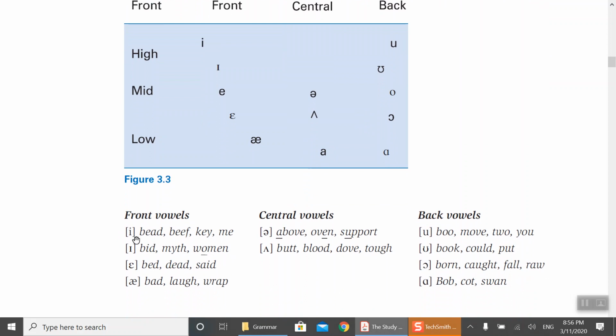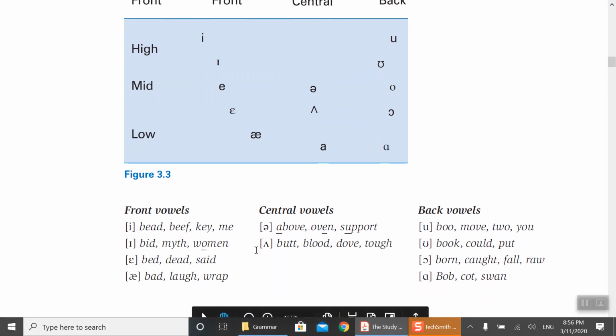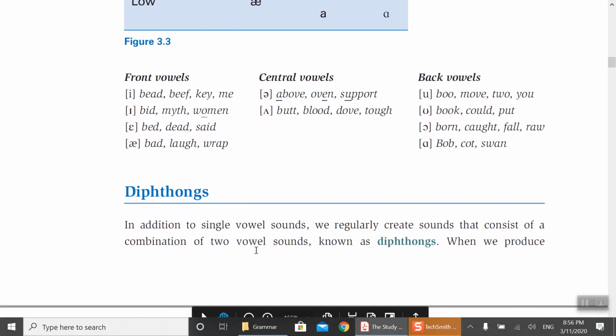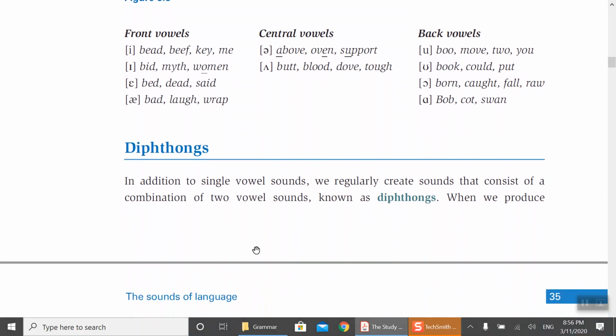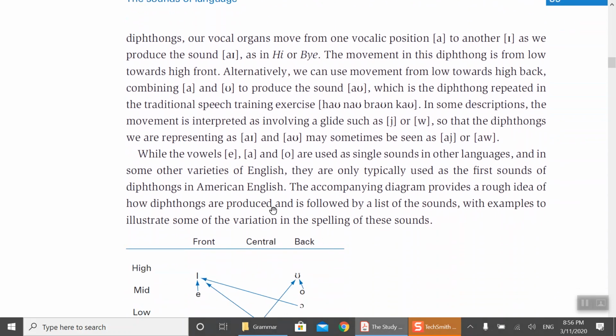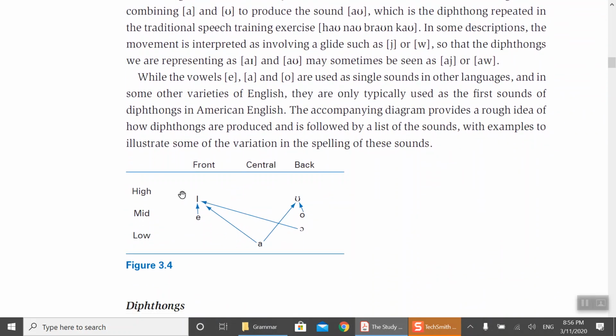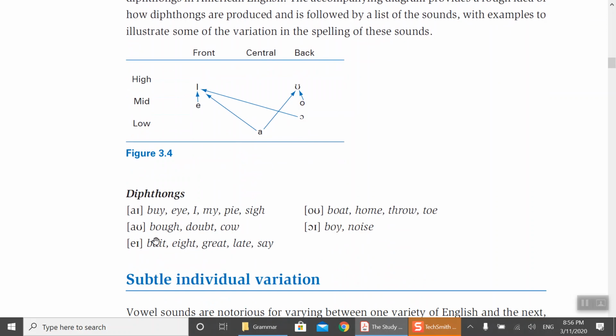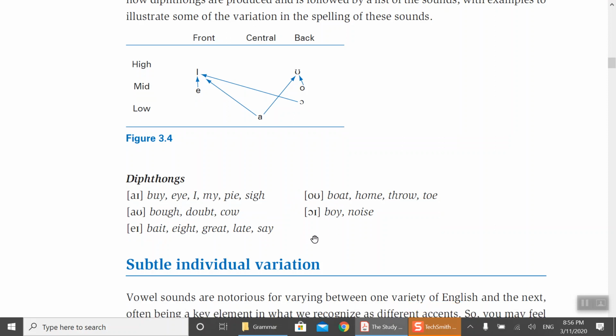Front, these sounds you are familiar with, no need to explain them in detail. In addition we have diphthongs, two sounds. It means a diphthong consists of a combination of two vowel sounds. Like boat, home, oi, boy, noise.